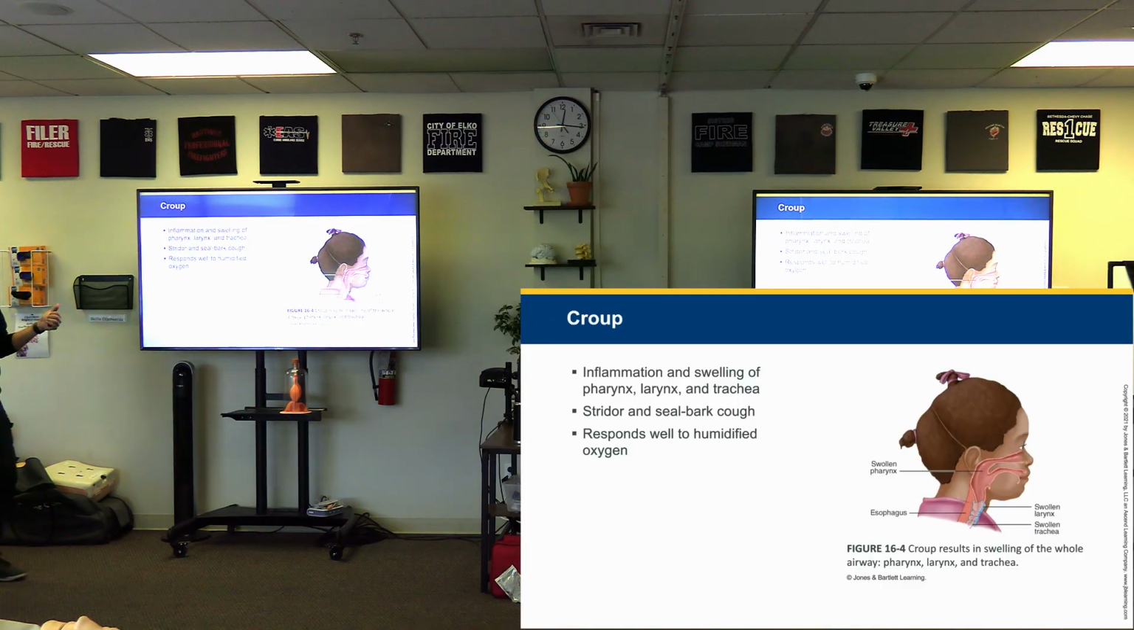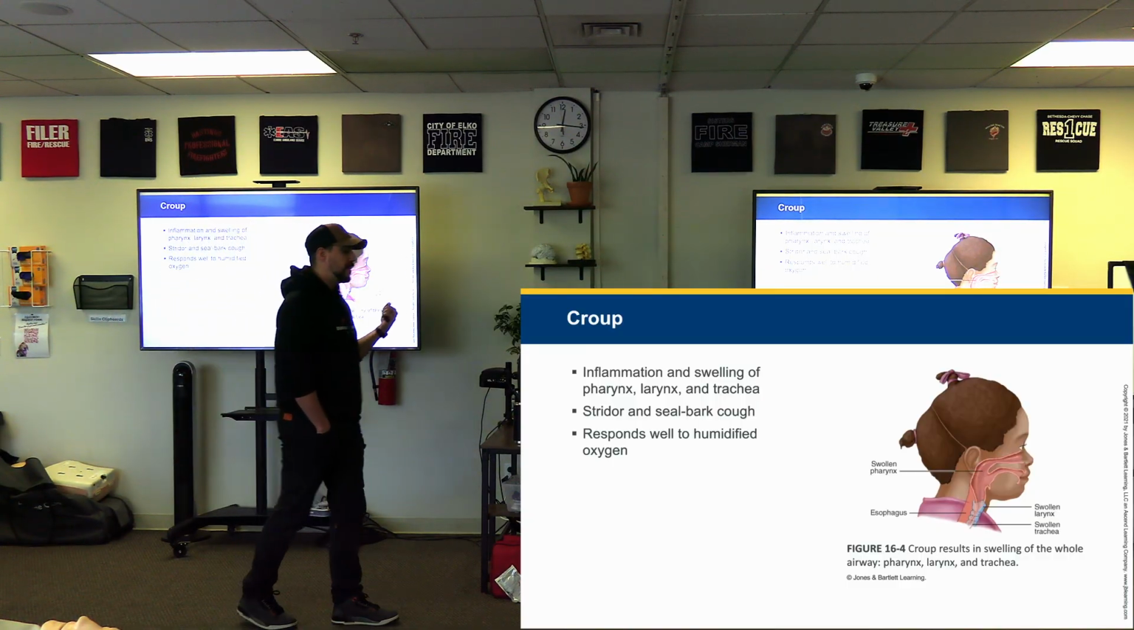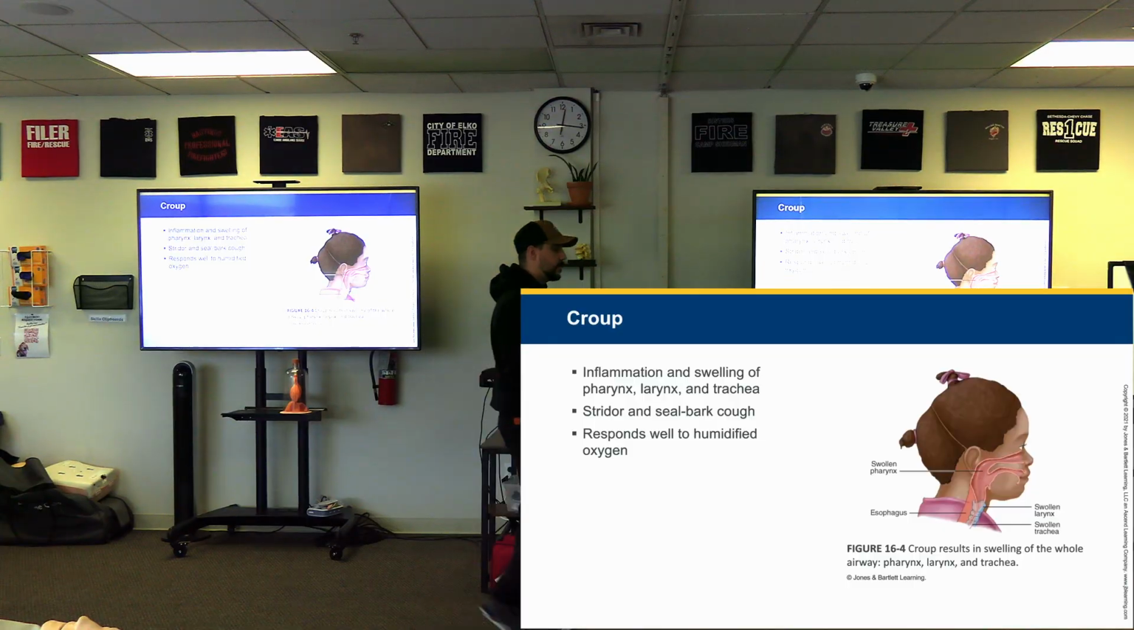Now, as far as treatments go, these kids respond really, really well to humidified oxygen. Okay, what that means is you're going to take your neb, but instead of putting albuterol in there, which I'm sure we'll touch on here in a bit, you're going to put nothing but normal saline in it. What that's going to do is hopefully give those swollen structures a little bit of reprieve and let them relax a little bit. Think about when you've been sick and you take a hot shower and the steam gets in your nose, right? Kind of feels better. It's the same idea.